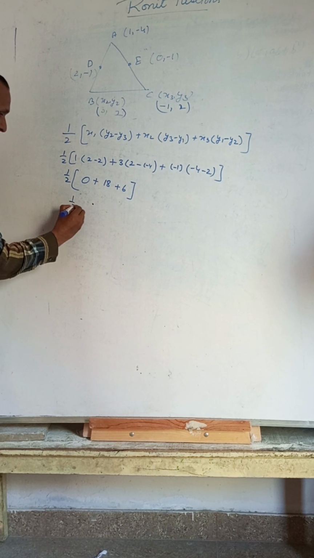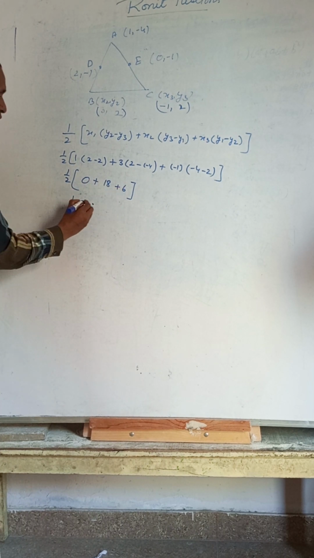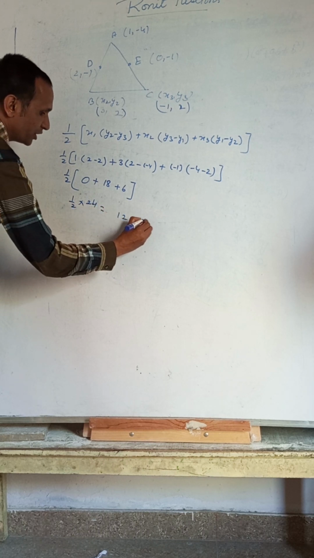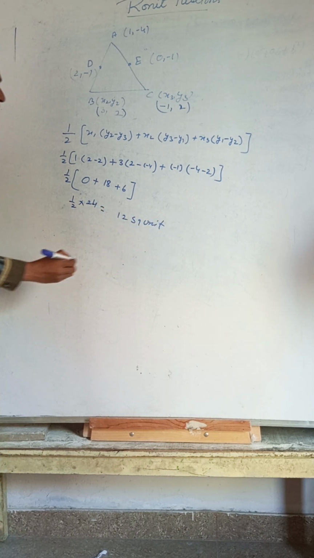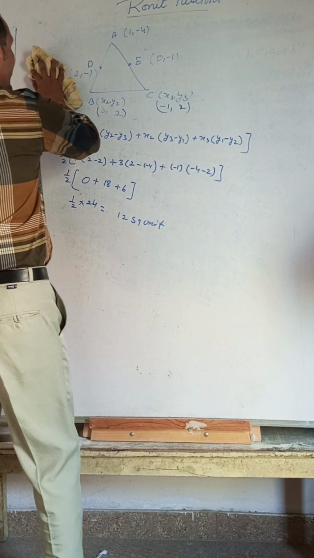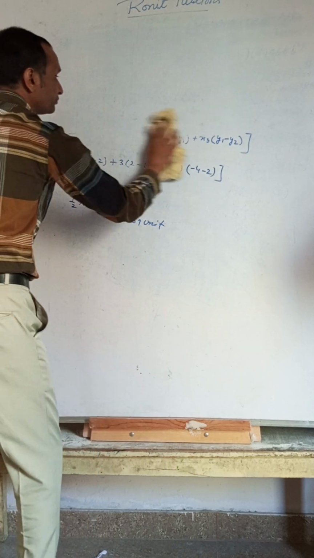Okay, now we can write half into 18 plus 6 is equal to 24. 24 half is what? 12 square units. Square units is the area of the given triangle. Here it is solved. Next question we are going in the same way. Another one.